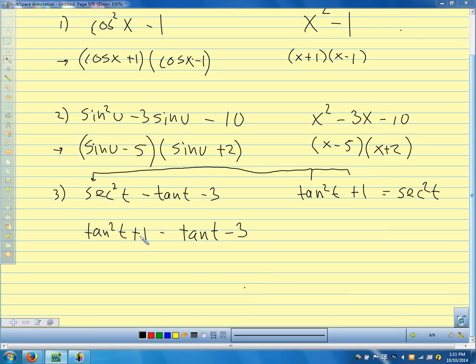And now I can combine my like terms. I have a plus 1 and a minus 3, so I get tangent squared t minus tangent t minus 2. And how do I factor this now? Tangent t minus 2 and tangent t plus 1. And that would be my answer for that one, if all we're trying to do is factor.